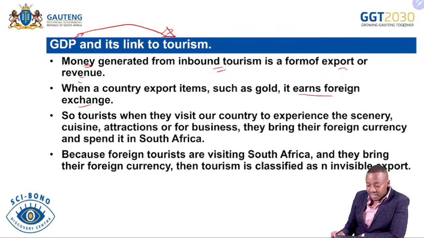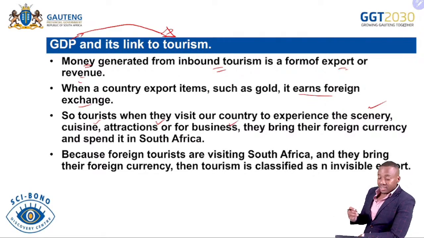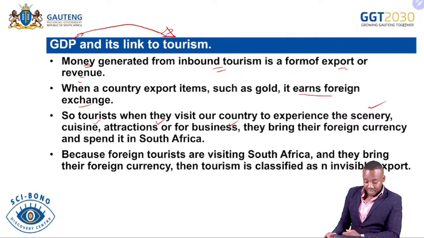When tourists visit our country, they want to experience our beautiful scenery. They want to experience scenery that is beautiful, remember. They want to experience our cuisine. There are different types of food that we have. They want to experience our attractions, or maybe they are just coming here for tourism business.